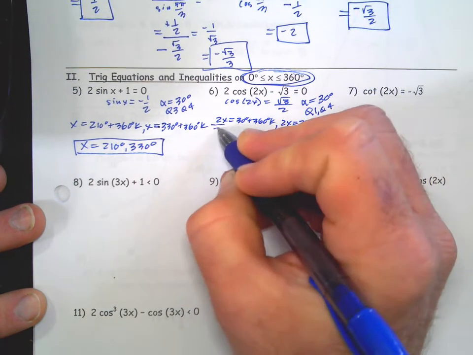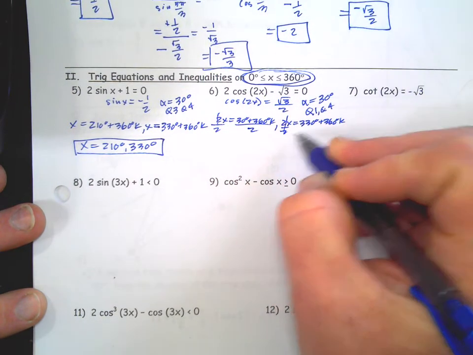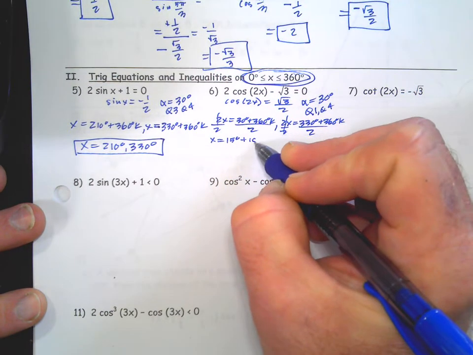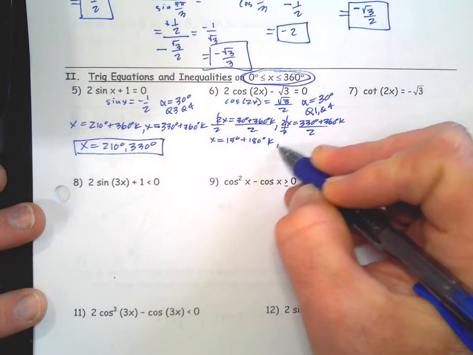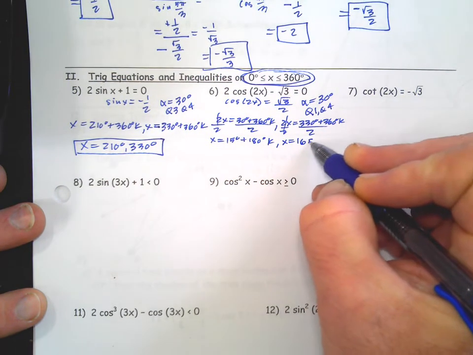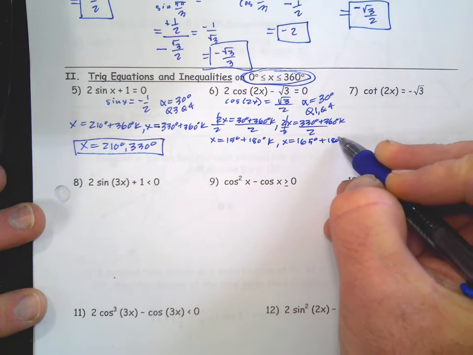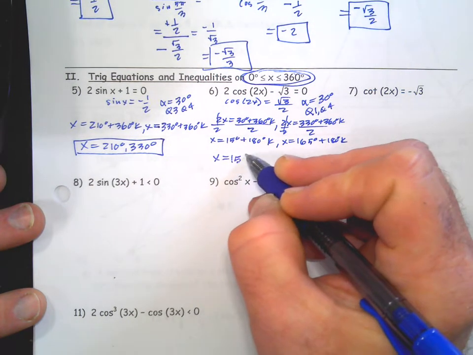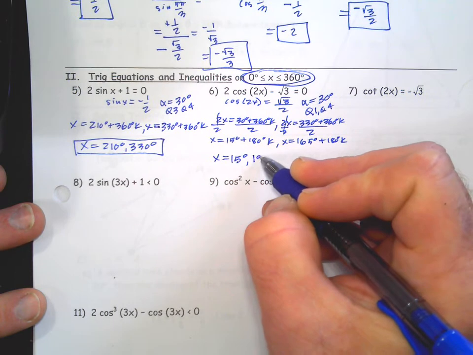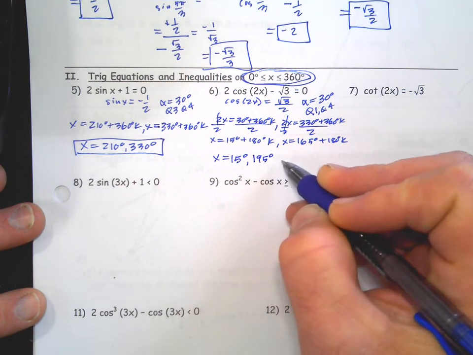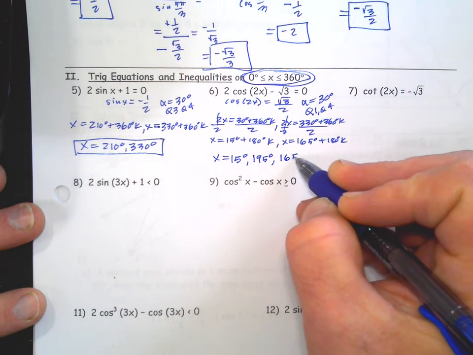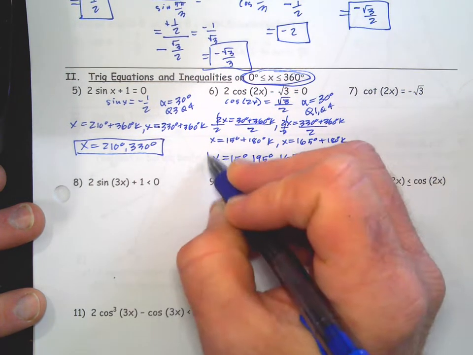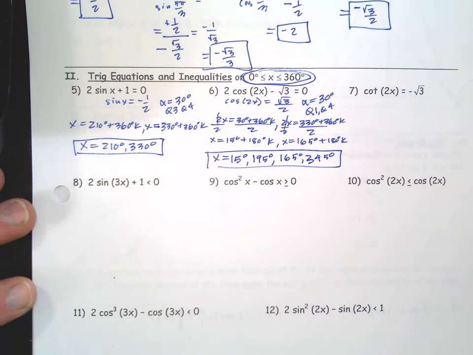And so we're going to divide by 2, divide by 2, divide by 2, divide by 2. So we're going to get x equals 15 plus 180k. And then x equals 165 plus 180k. And then I just want all the answers from 0 to 360. So you could just do this: 15, 195. If you add another 180, you're going to be at 375, too much. 165 plus 180 is 345. They don't have to be in order, but whatever.